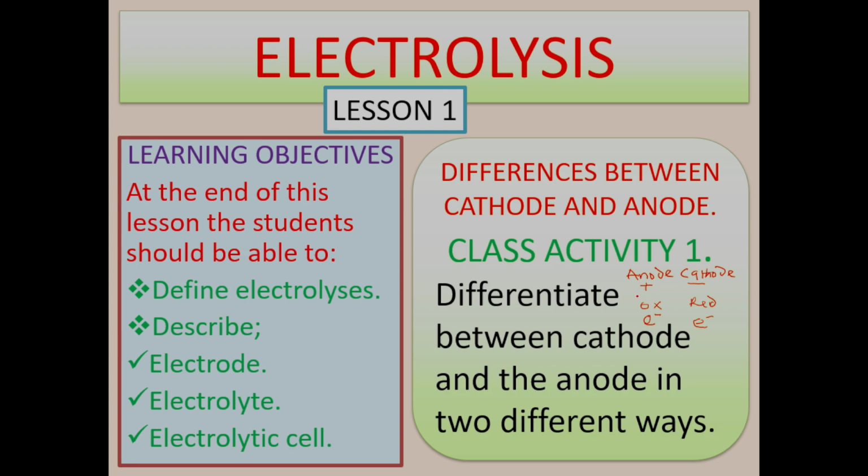While the anode is positive, the cathode is negative. Oxidation occurs at the anode, reduction occurs at the cathode. Electrons leave the cell through the anode, and then electrons enter the cell through the cathode. So these are the various ways you can differentiate between the anode and the cathode.